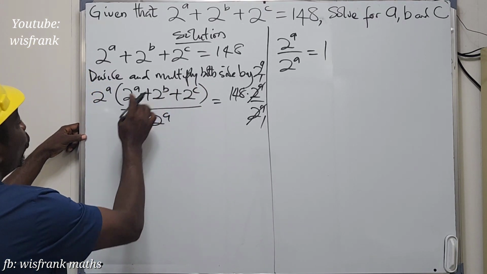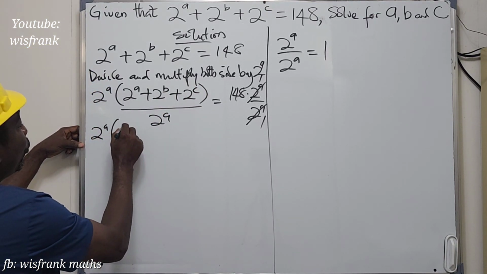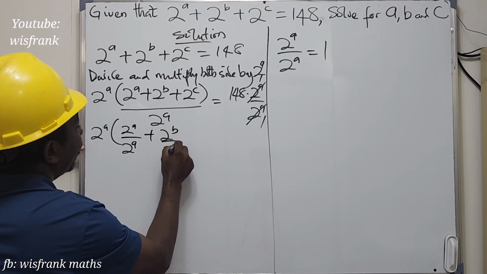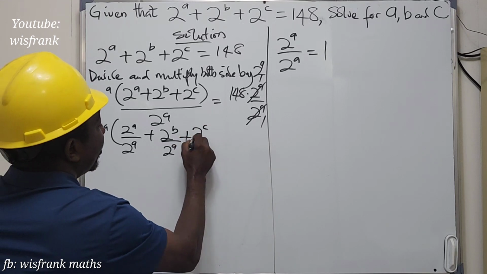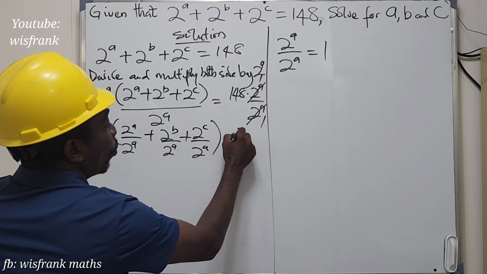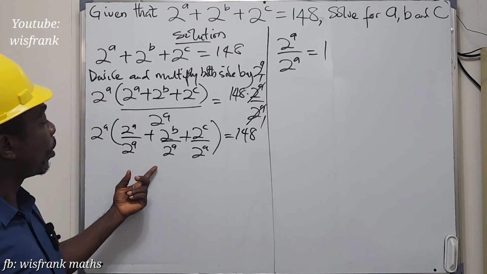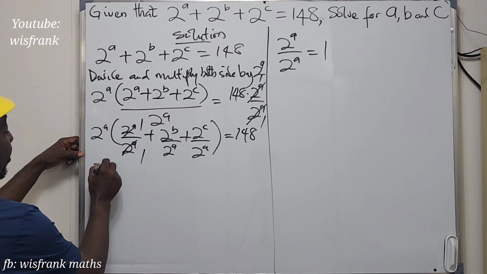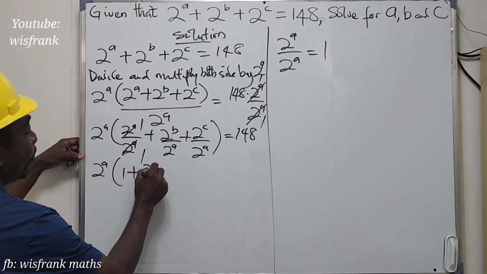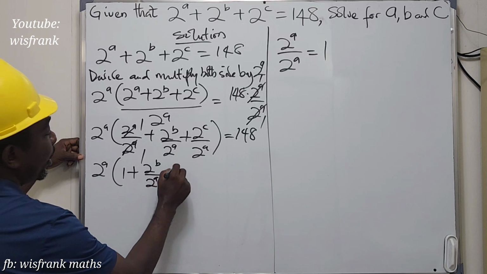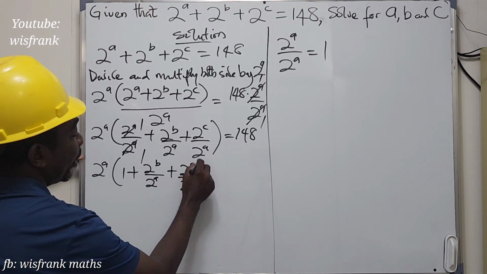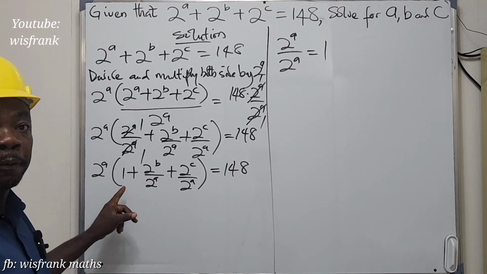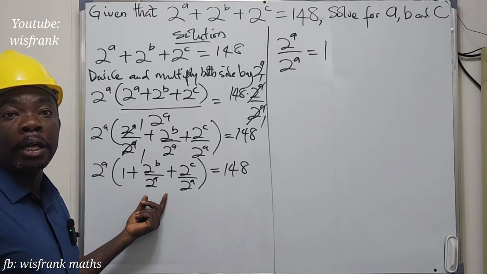So in this case, this will become 2 to the power of A into 2 to the power of A all over 2 to the power of A plus 2 to the power of B all over 2 to the power of A plus 2 to the power of C all over 2 to the power of A, all equals 148. So this is what we have. In this case, this can cancel here and this can cancel here. We have 2 to the power of A into 1 plus 2 to the power of B all over 2 to the power of A plus 2 to the power of C all over 2 to the power of A, all equals 148.